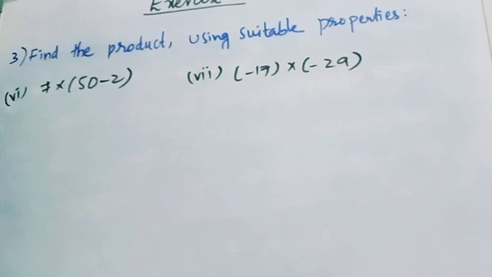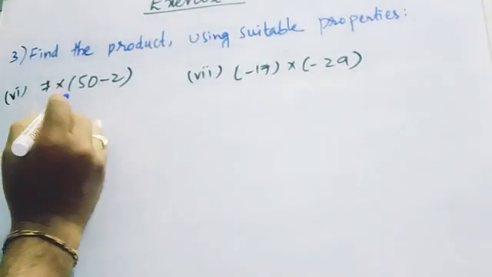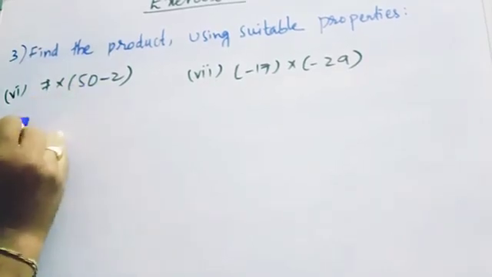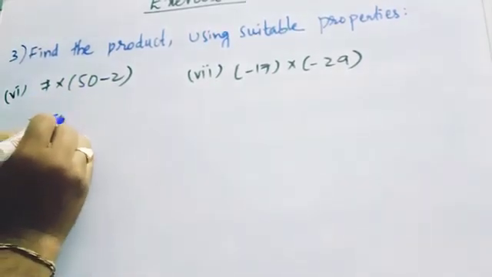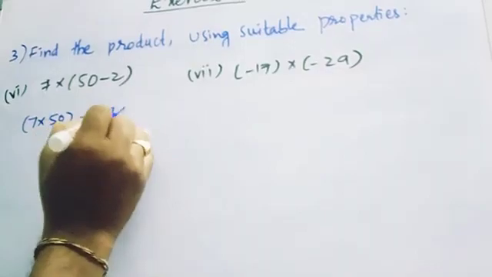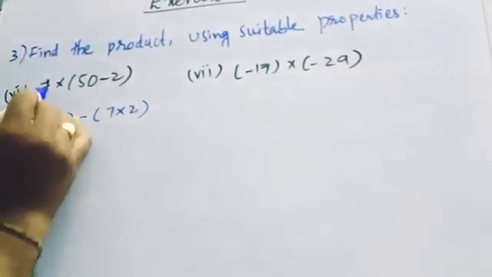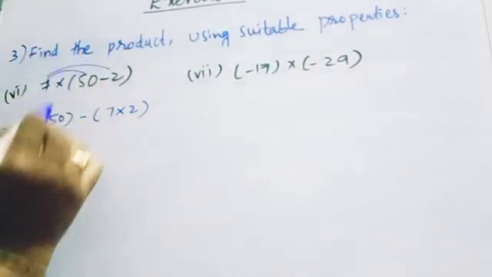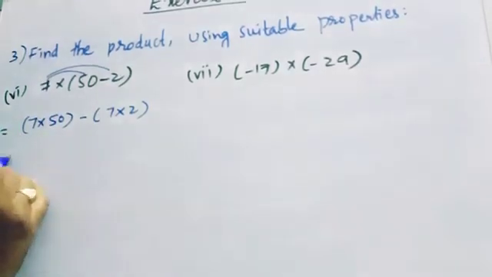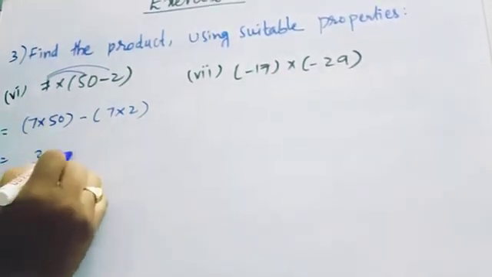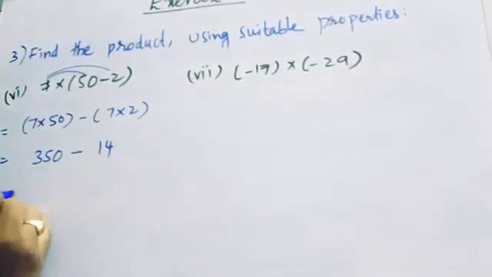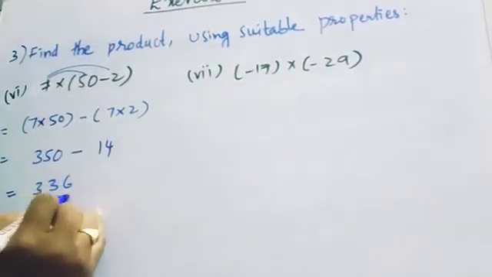Next question: 7 into 50 minus 2. You can use the distributive property: a into b minus c is equal to a into b minus a into c. So multiply these two terms, and again these two terms, by the distributive property. 7 5s are 35, so 350 minus 14, then you will get 336 as the answer.